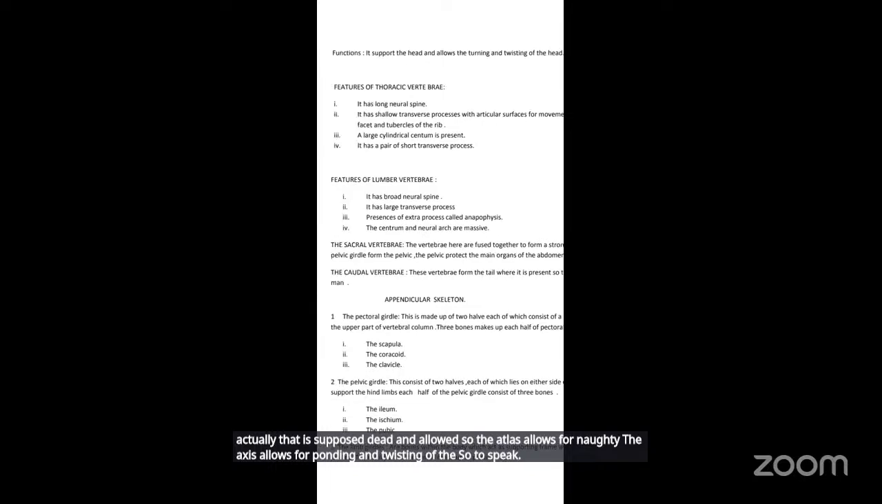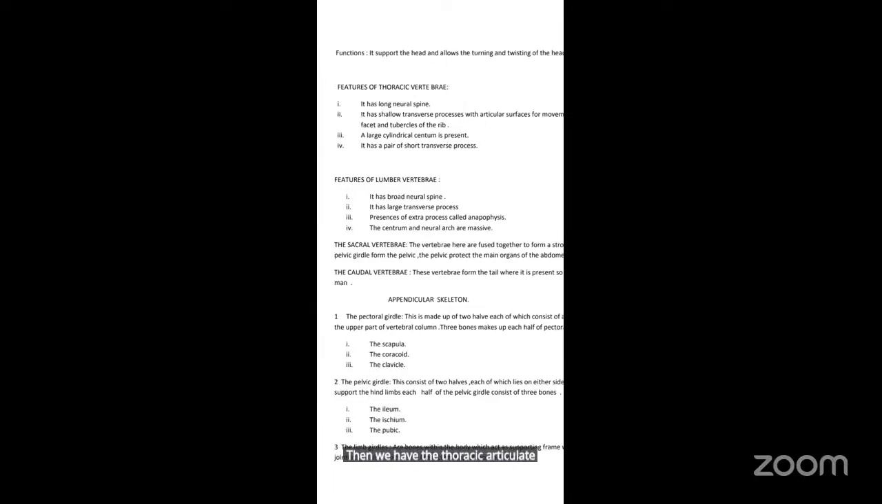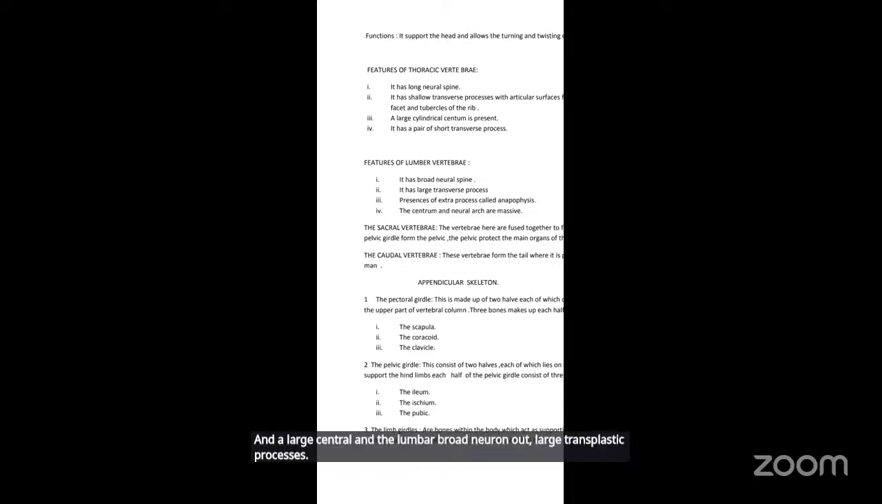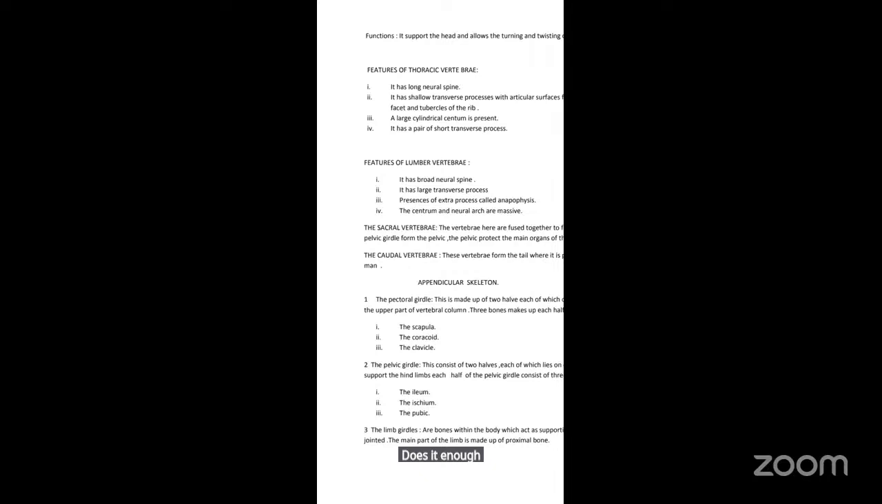Then we have the thoracic vertebrae. It has a long neural spine. It has shallow transverse processes with the articular surface, capitular face and tubercles, a large cylindrical centrum, and a pair of short transverse processes. And the lumbar vertebrae have a broad neural canal and large transverse processes. It has an apophysis, centrum and neural canals.